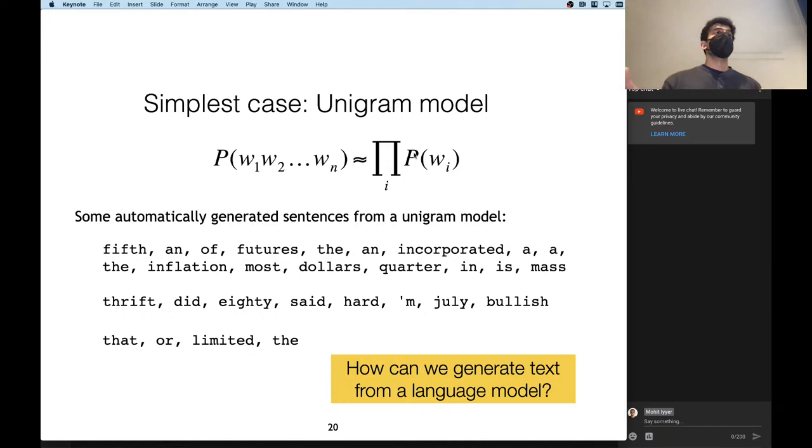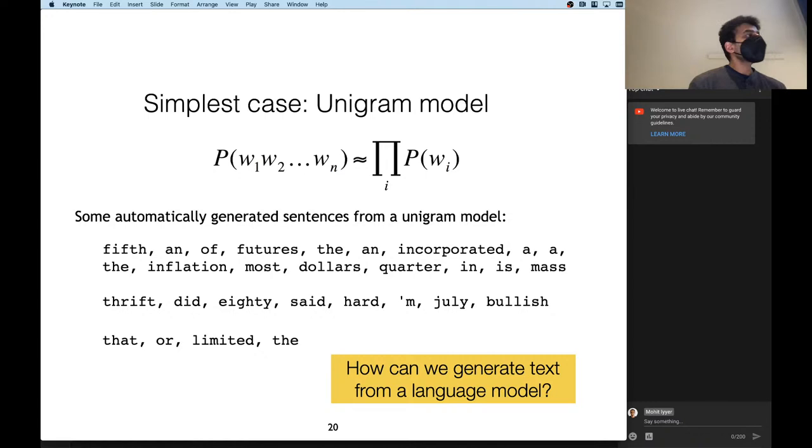So another property of language models is that you can generate text from them. And unigram models being terrible, the text that you generate from a unigram language model looks completely incoherent. There's no grammar being followed here. There's nothing remotely understandable about this text. More broadly, if you consider what we've discussed so far, how would you use a language model to generate text like this? What are some approaches?